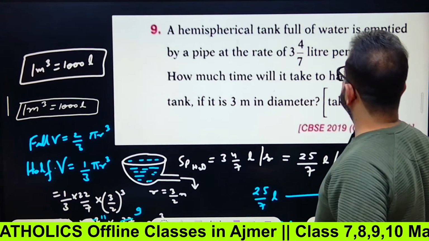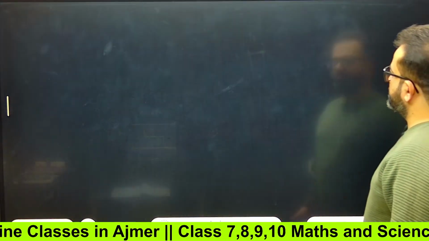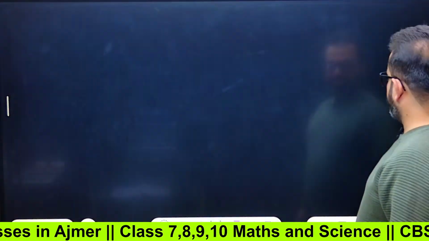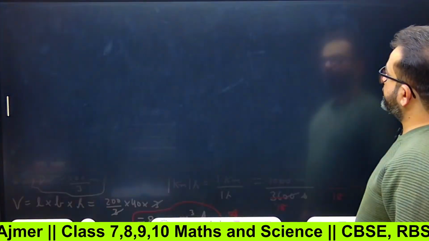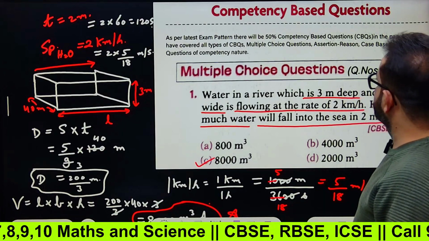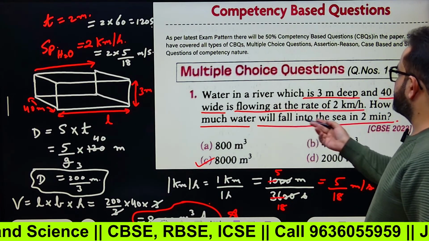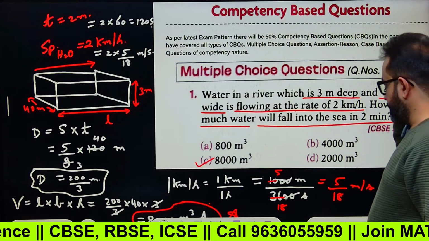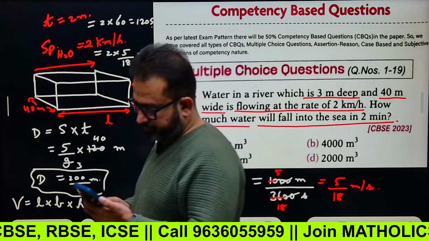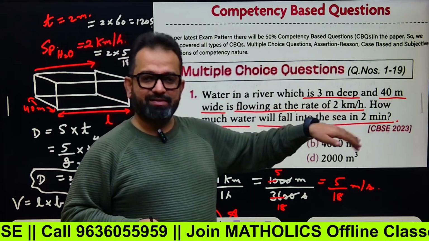Okay, let's go towards solving some MCQs. Yes, we've got MCQs. Water in a river which is 3 meter deep and 40 meter wide is flowing at the rate of this. How much water will fall into the sea in 2 minutes? Same type of question. I've told you that these questions are famous. These can come as it is.